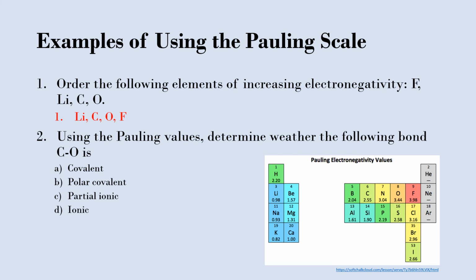So if we look at our periodic table and see carbon and oxygen, we see that oxygen has a value of 3.44 and carbon has a value of 2.55. So we're going to subtract 3.44 minus 2.55, and our value is going to be 0.89. Then from this, we determine what bond it is. 0.89 falls in between 0.5 and 1.5, so it's going to be a polar covalent bond. So that's our answer, B.